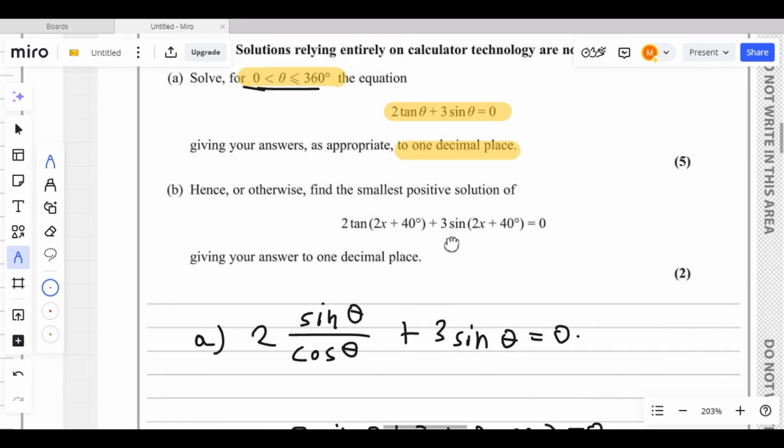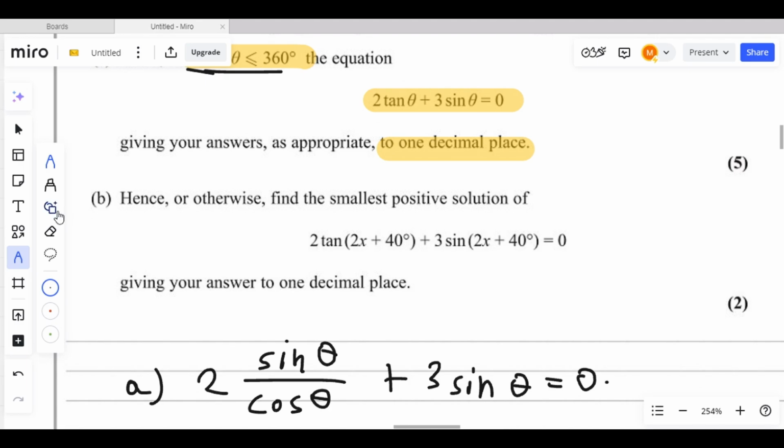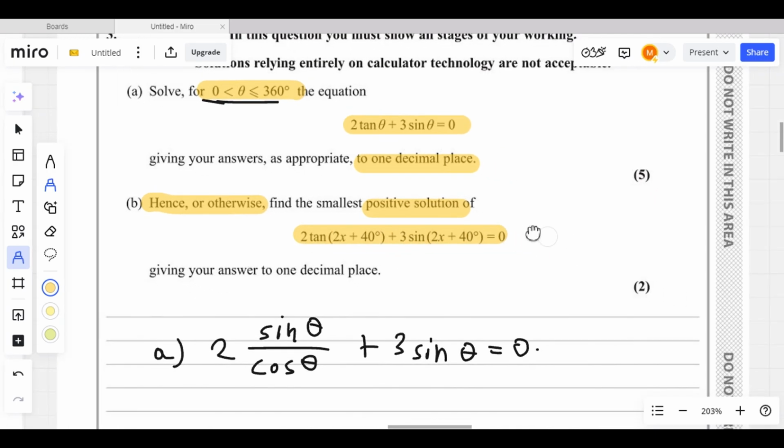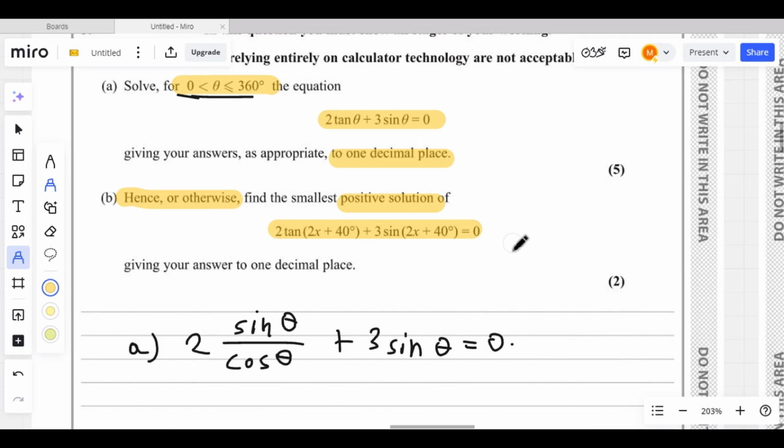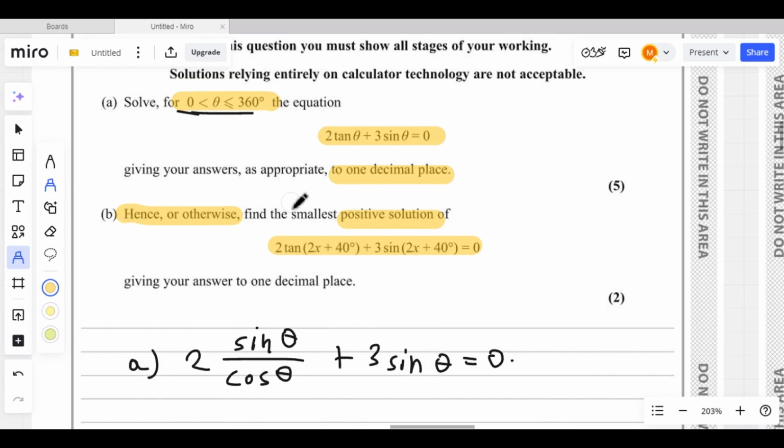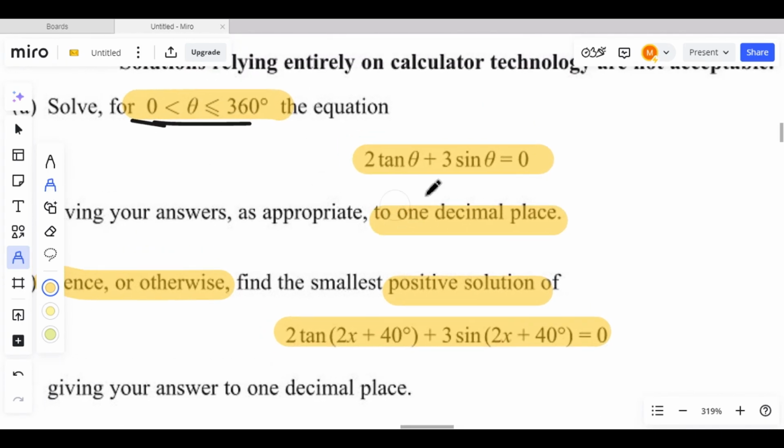Okay, next is part B. For part B, they asked hence or otherwise. Hence or otherwise means we need to use the answer from the previous question. Find the smallest positive solution of this equation. So here you can see that we just relate it with the previous question.